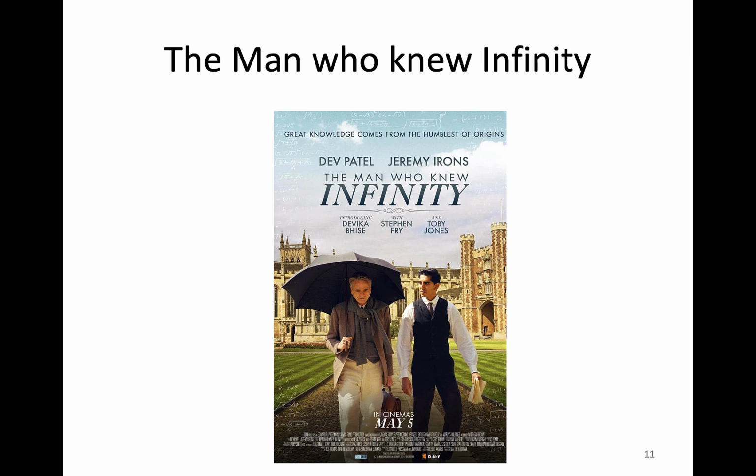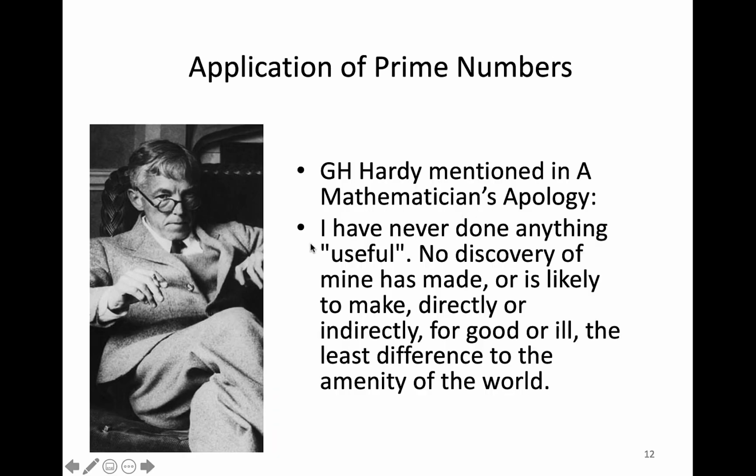Have you watched the movie The Man Who Knew Infinity? It talks about the relationship between G.H. Hardy and Ramanujan. The mathematician G.H. Hardy once mentioned in his book A Mathematician's Apology: I have never done anything useful. No discovery of mine has made, or is likely to make, directly or indirectly, for good or for ill, the least difference to the amenity of the world. So what he means is that what he has done on number theory has no application in this real world. However, this statement is not true.